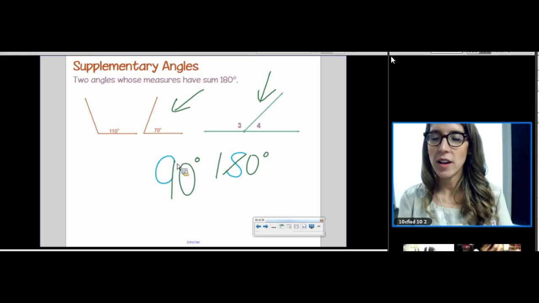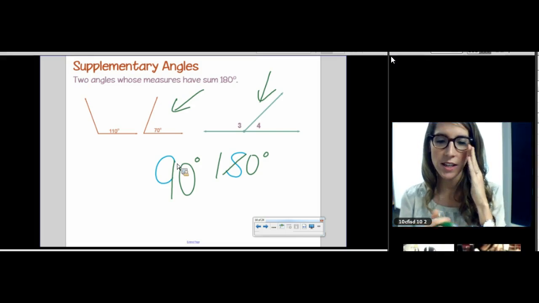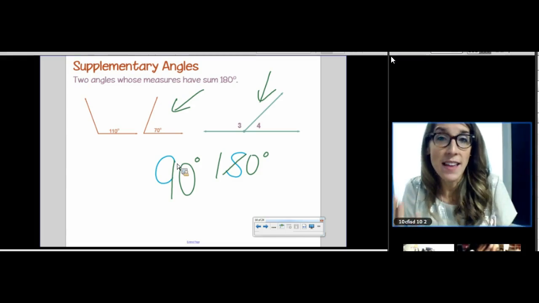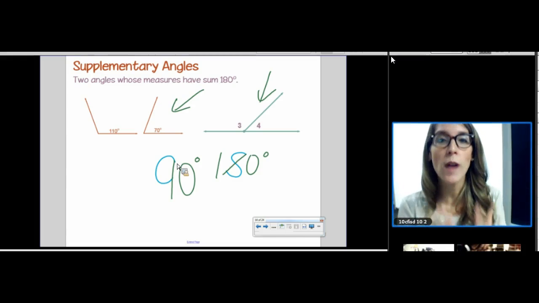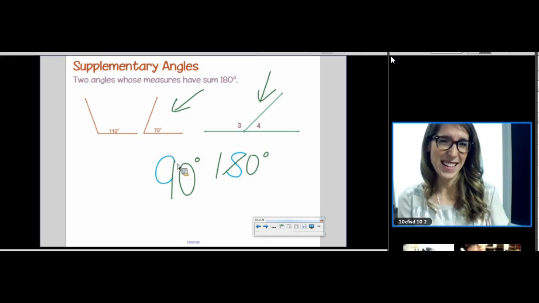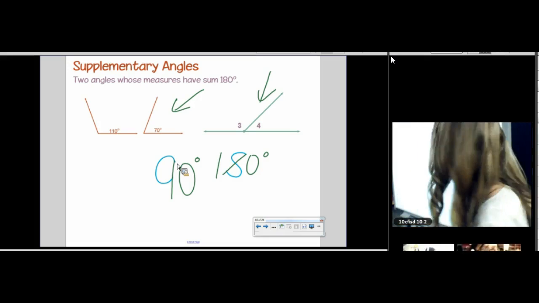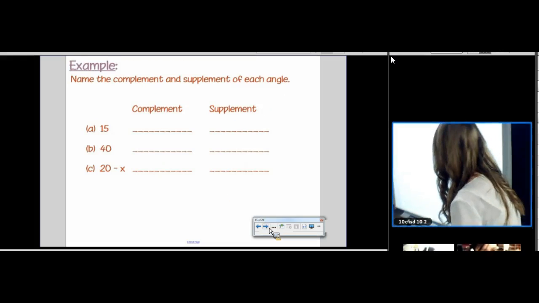Some other people, it helps them to remember just a phrase: it's right to give a compliment, right? That's the right thing to do, to give someone a compliment. So right is your 90 degrees and compliment is your complementary. Whatever floats your boat.